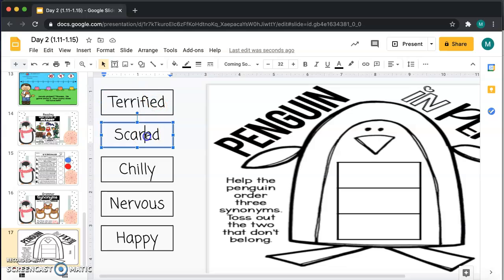So terrified, scared, chilly, nervous, and happy. Which three of those do you think mean the same thing? And you're going to put them in the penguin's belly right here.